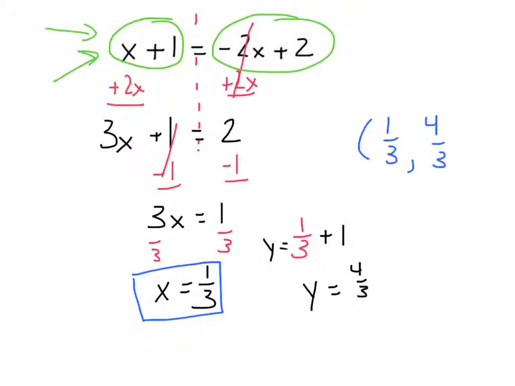That's the point that works in both equations, and we should probably verify that it works in the second one because I know it works in x plus 1. That's where I got this result, but let's just verify and make sure that it works in the second one. If you do negative 2 times 1/3, that's negative 2/3, and you add that to 2, which is 6/3, you do get 4/3, so we're okay. Alright, good deal. So that's definitely the solution.